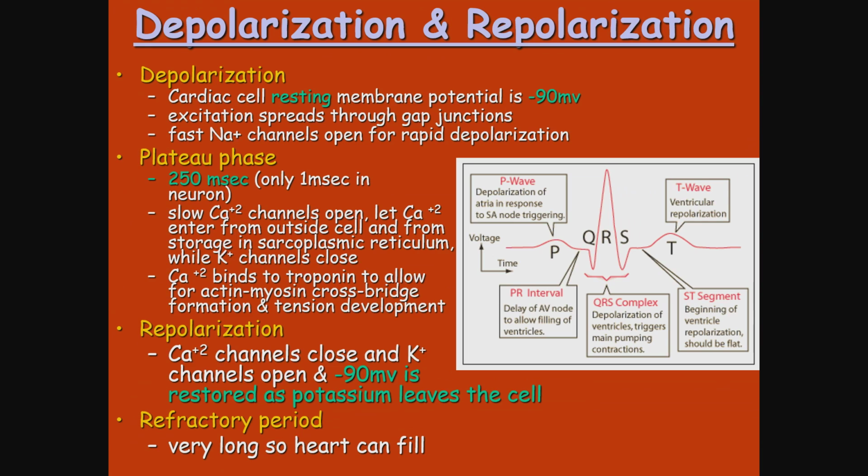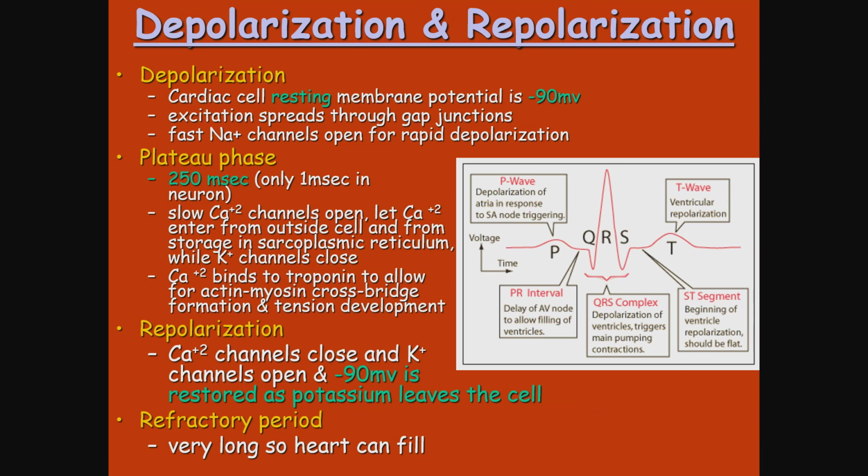Fast sodium channels open for rapid depolarization, and then we're going to get a plateau phase. The plateau phase is 250 milliseconds versus 1 millisecond in a neuron. And that's when the calcium channel opens. Calcium enters from the outside of the cell, because remember, the sarcoplasmic reticulum is what stores it. Sodium channels are going to close. And then just like in the skeletal muscle, calcium is going to bind to troponin, the alligator head, and then cause the actin myosin bridge to form tension so that the actual muscle can contract.